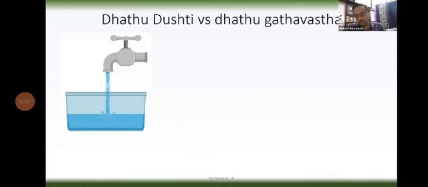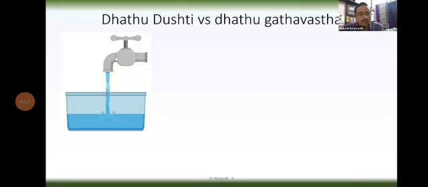For example, you take diseases like Kushta, you take diseases like Jwara. Dhatu involvement is told as well as dhatu gadavastha is told separately. So how can we differentiate that? Let us take the example of a water tap and a clean water beaker.